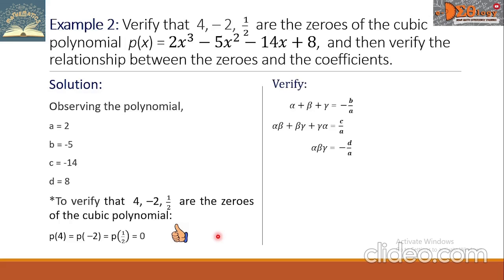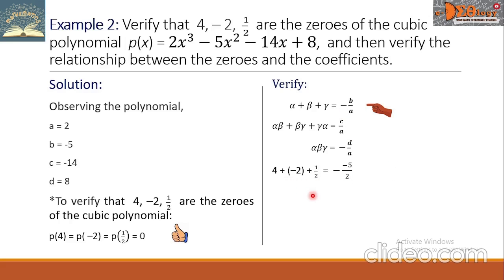Let us proceed to verify the relationship between the zeros and the coefficients. Let's begin with the first relationship. We substitute the corresponding values. We have now 4 plus negative 2 plus 1 half equals the negative b over a, and that is the negative of negative 5 over 2.